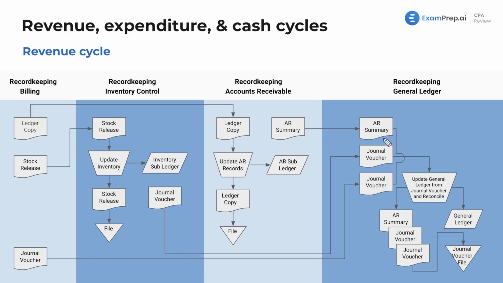And essentially, this is the process, right? You reconcile and update the general ledger. Lots of great moving parts here. Very complex system, but this is really how it all works. I mean, this is the most complex it'll get. This is how our revenue cycle functions.